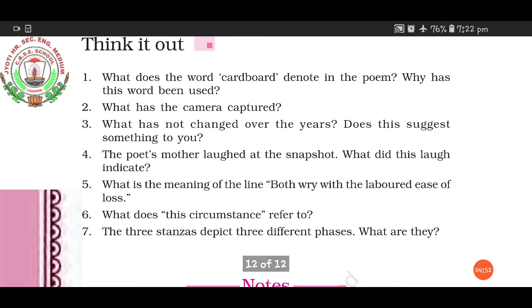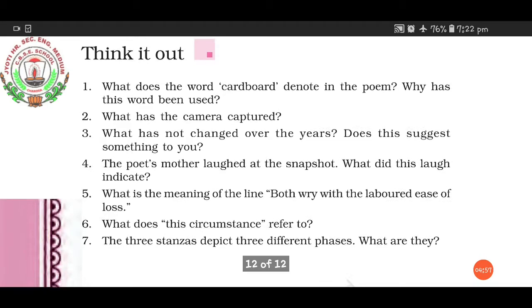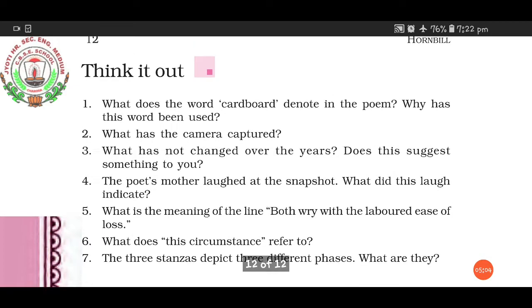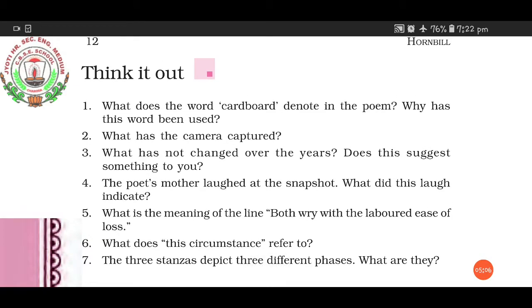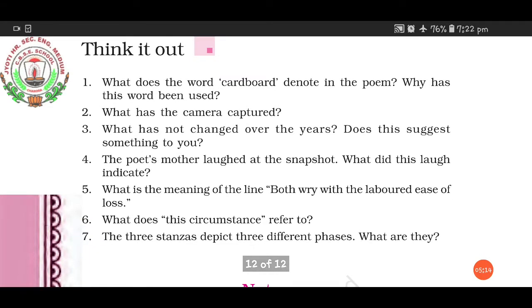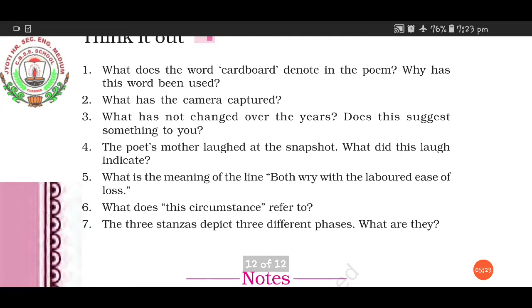The fourth question is: the poet's mother laughed at the snapshot. What did this laugh indicate? What was the photograph about? It was about her childhood, when she was just somewhat 12 years old. She looked at the photograph and she laughed. What did she laugh at? Yes, she laughed at the joy, the happiness, the childishness, the innocence of her childhood days and the time spent with her cousins round the beach.